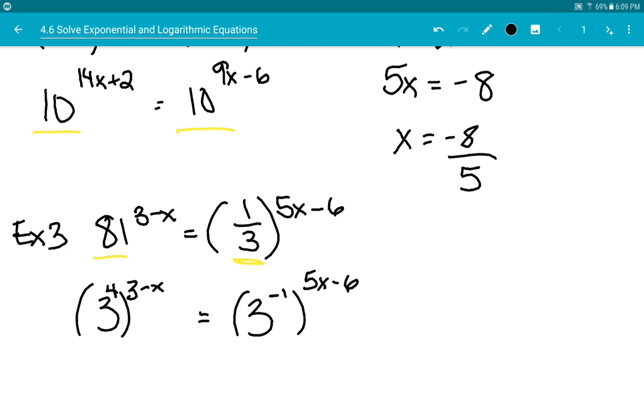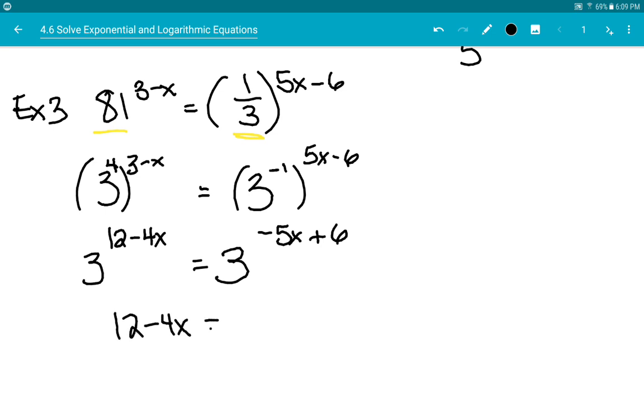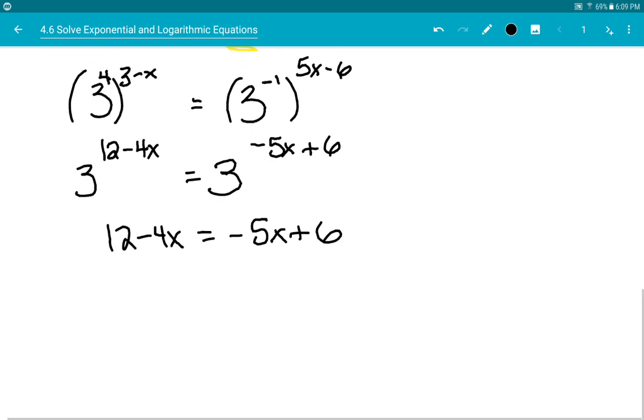Okay, so now, same as before, we have our bases the way we want them, but we have to multiply these exponents. So we get 3 to the 12 minus 4x equals 3 to the negative 5x plus 6. Our bases are now the same. So 12 minus 4x equals negative 5x plus 6. This is going to be a quick equation for us to solve here.